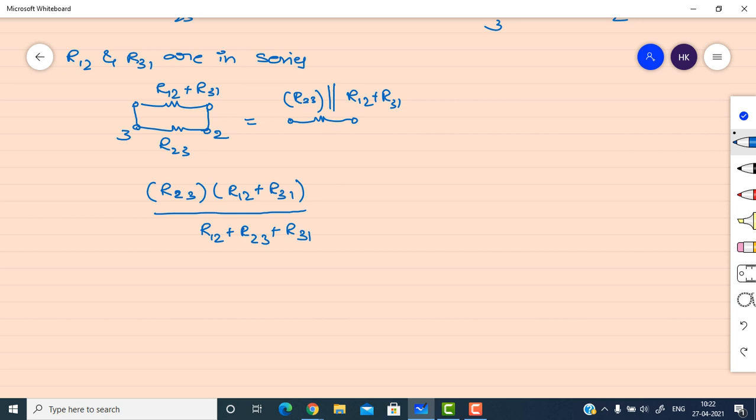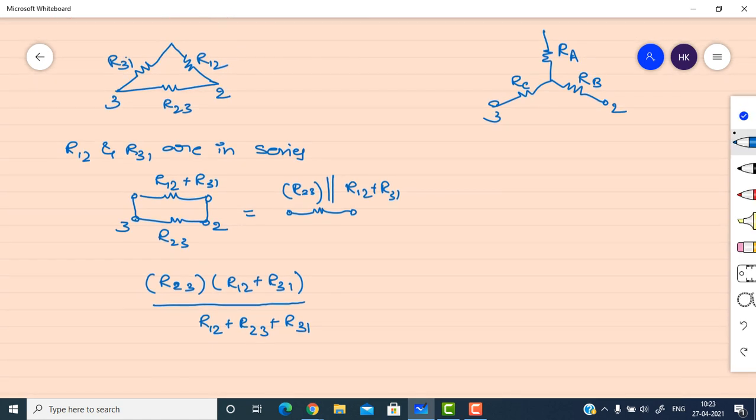So in case of star connection, what will be the equivalent resistance between 2 and 3 terminals? Between 2 and 3 terminals means only RB and RC is there. We can neglect this RA, because there is no terminal, this is the open path, we can leave this resistor. So the equivalent resistance between 2 and 3 terminals is RB plus RC. So these two are in series. So series combination means we have to add the resistors, so RB plus RC. Now we got the equivalent resistance between 2 and 3 terminals in case of delta and star.